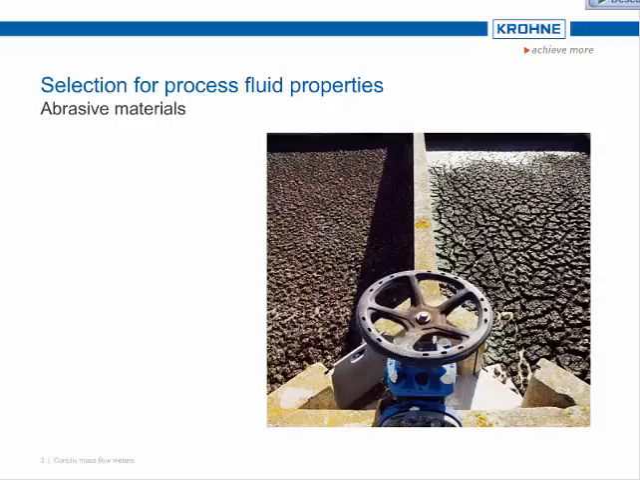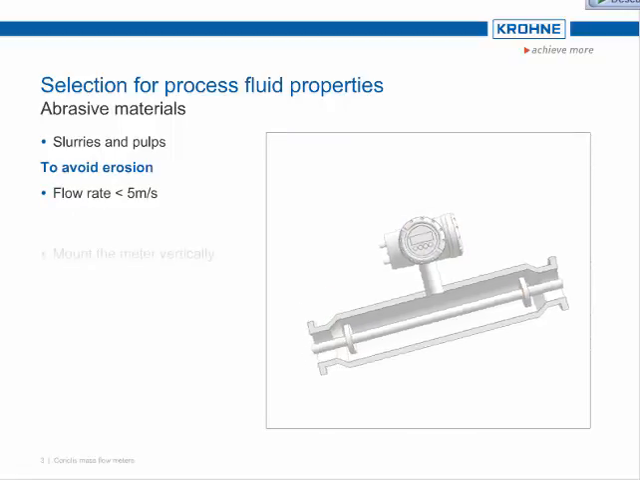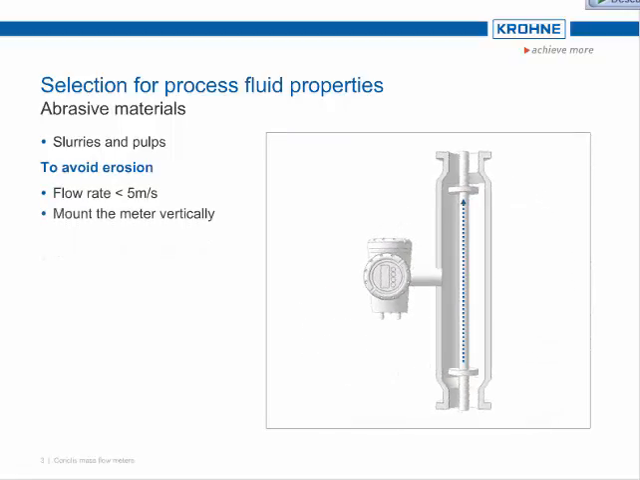Some applications require special consideration due to the process fluid's properties. Abrasive fluids, such as mineral slurries, paper pulp or fruit juices and sugarcane, will erode the very thin measuring tubes. From experience, we suggest that the meter be sized to limit the flow velocity to below 5 meters per second, and to avoid irregular erosion, install the meter vertically.